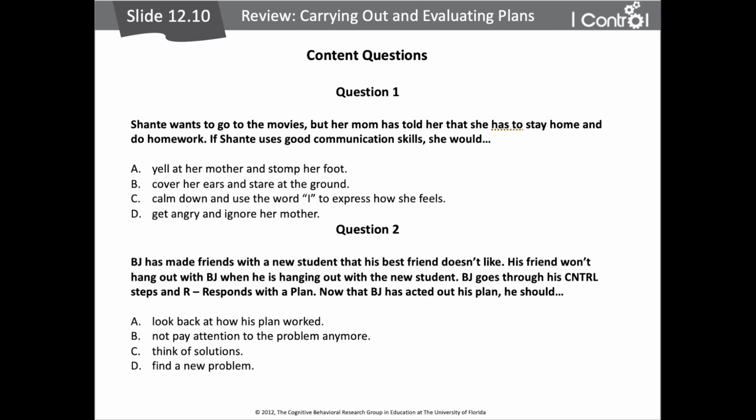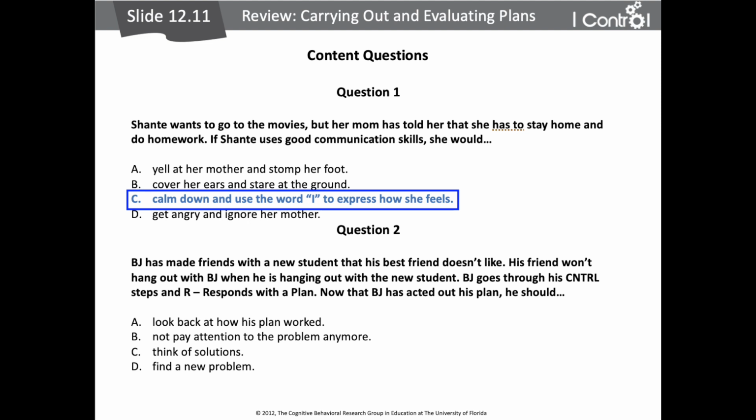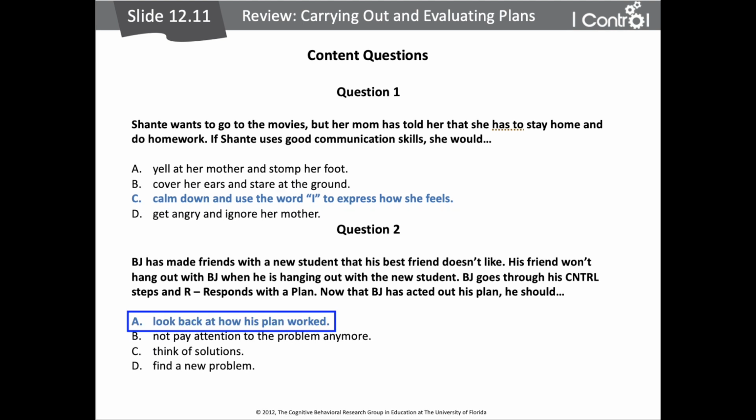For question 1, if you selected C, you're correct. If Shantae uses good communication skills, she will calm down and use the word I to express how she feels. For question 2, if you selected A, you're correct. Now that BJ has acted out his plan, he should look back at how his plan worked.